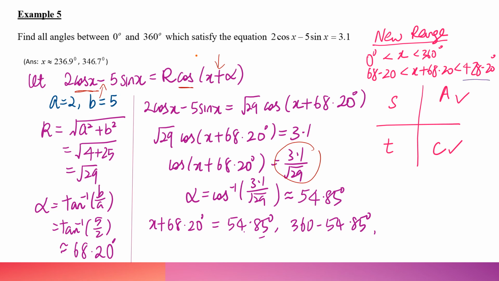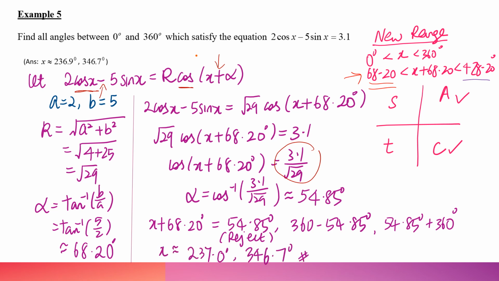That means you can actually go one more round. So how do you go one more round? It is to take 54.85 plus 360. Okay, right. Your first answer, 54.85, should be rejected, because you see it's outside your range here. Your minimum is 68.20, so 54.85 is outside. So it should be rejected. And then you can go on to find the remaining two. Right, so this is how we do example 5.